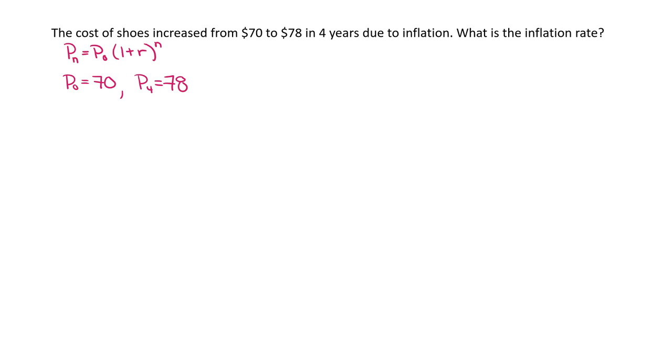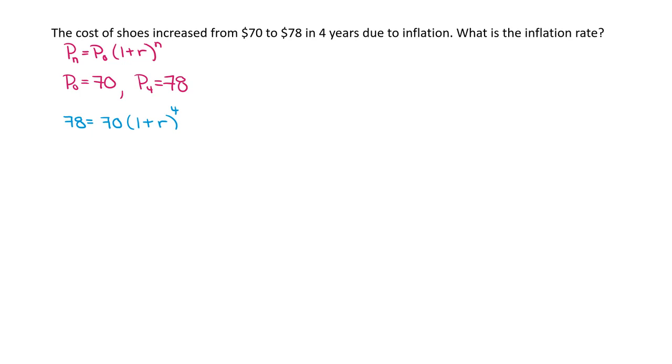So I'm going to jot down my formula. Pn equals P0 times (1 plus r) to the n. And again, they're asking us to find r. I know the initial value is 70, that's my P0. And I know that 4 years later, so P4, is 78. 4 years later, the cost went up to 78. So I can actually go ahead and plug those numbers into the formula. My Pn will be 78. That's the future value. My starting value was 70. And n is going to be 4, because 78 was the cost 4 years later.